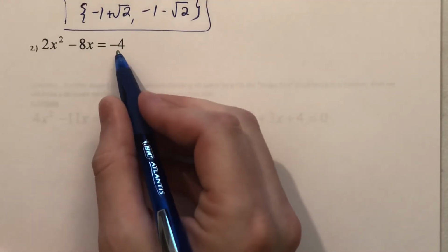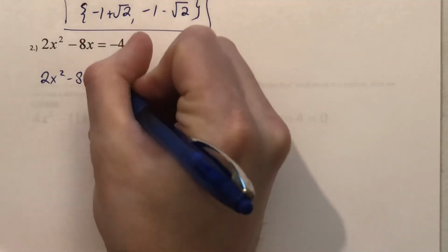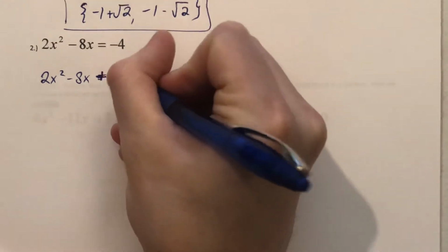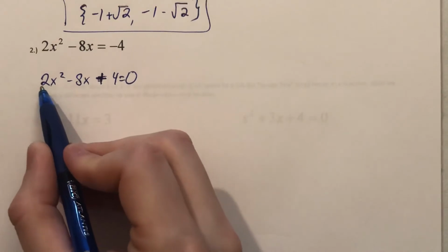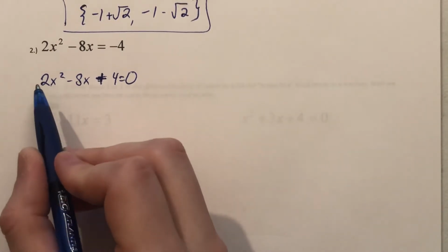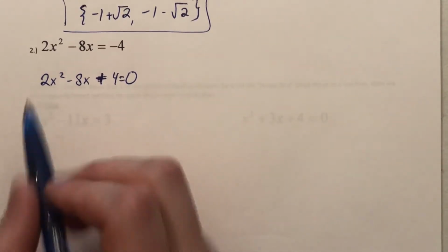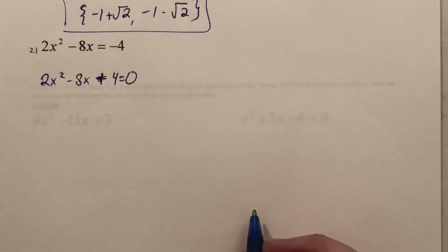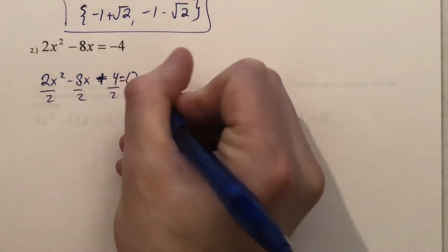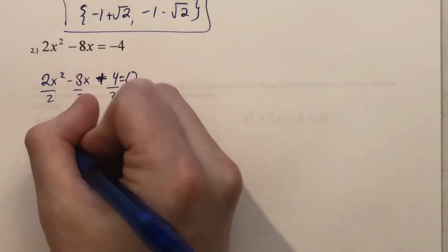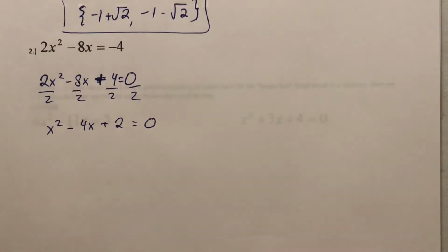All right, for the next one, let's go ahead and get that equals 0 first. That's very important. The reason I want to get them all to one side is because this a is not a 1 yet. We need it to be a 1. You could think of it as factoring out, but to make this more convenient, we're just going to divide both sides by 2, or even think of it as divide every single term by 2. We can divide it out, giving me x squared minus 4x plus 2 equals 0.